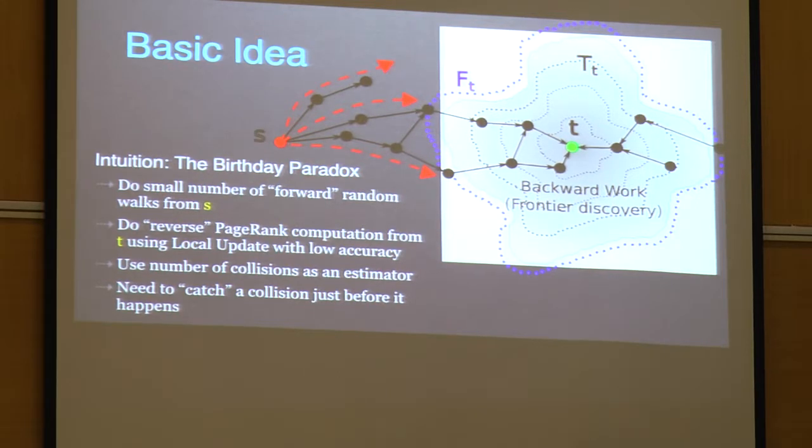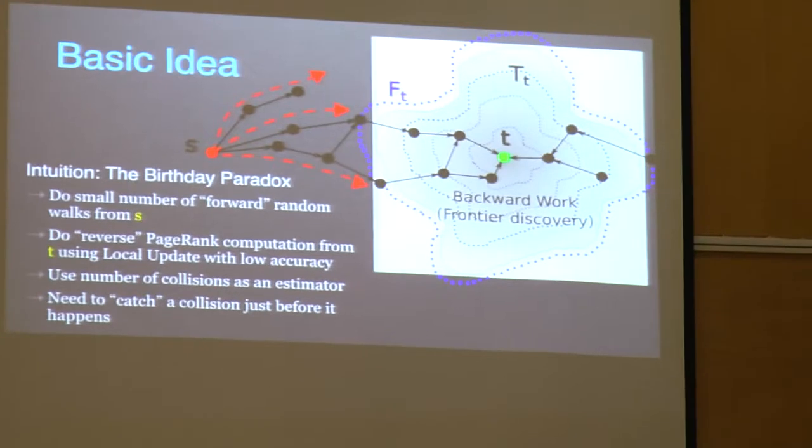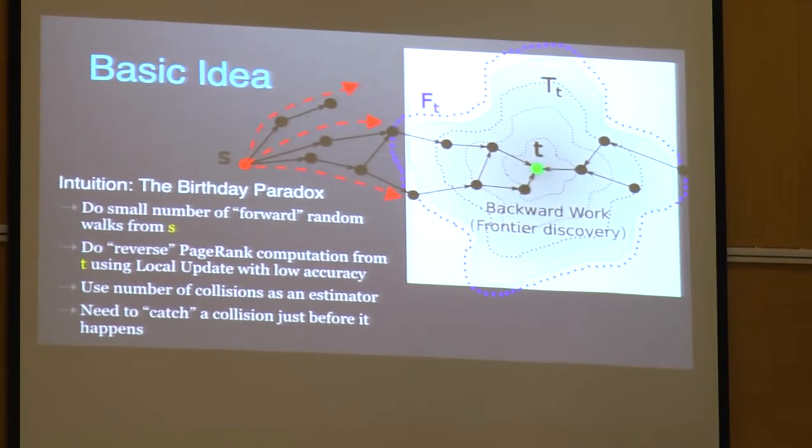And so I'm not going to do the proof of this one, but the intuition is to use something like the birthday paradox. So you imagine that you do a small number of forward random walks from S. Okay. So you start walking from S, but you don't really look for nodes which have PageRank 1 over delta. You only look for nodes which have PageRank 1 over square root delta, roughly. Then you do reverse PageRank computation from T using local update. And again, this local update is very similar to the one that I just described, and use the number of collisions as an estimator.